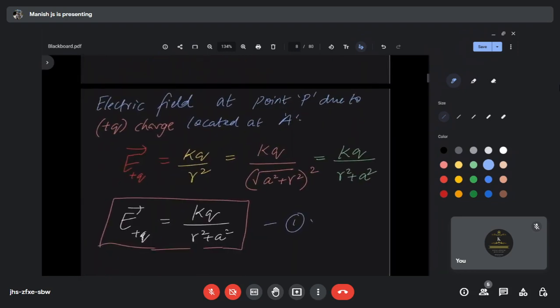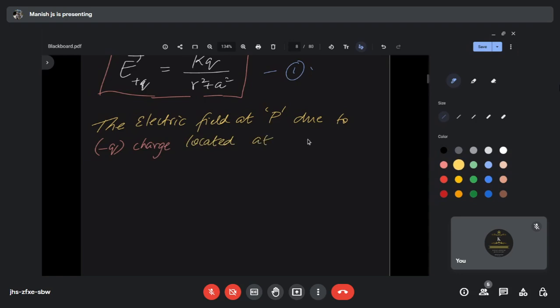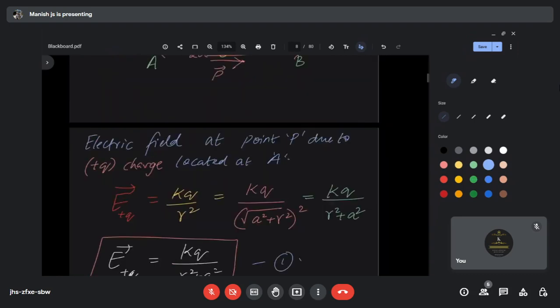The same way we wish to find out the electric field at point P, now this time due to the negative charge, minus q charge, located at point B. So what is that? That's expressed as the electric field due to minus q charge is equal to, first the fundamental formula, kq upon r square. Now we go and substitute the values.